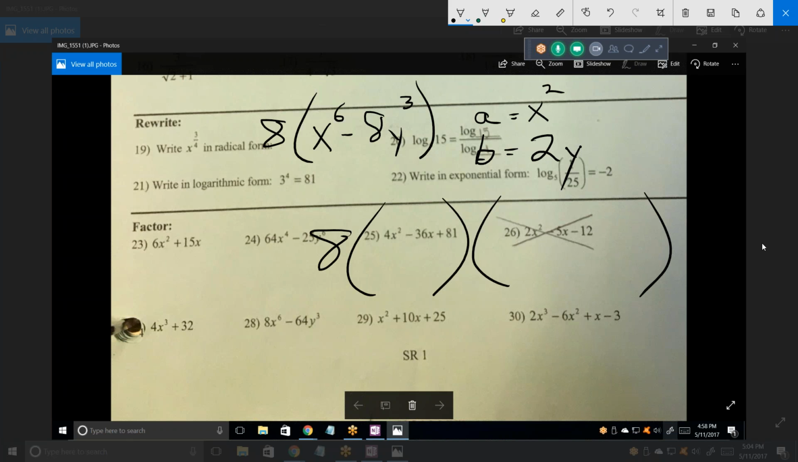x squared plus. It's always that the first term is the same sign. Minus 2y. And then what's a squared going to be? x to the 4th.